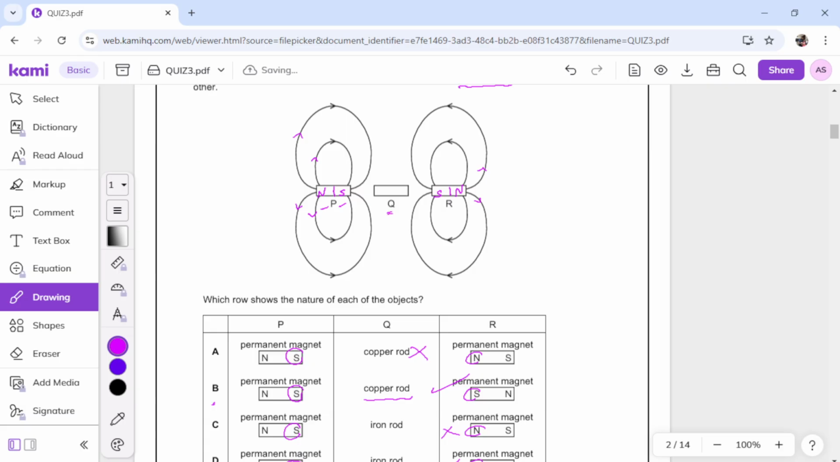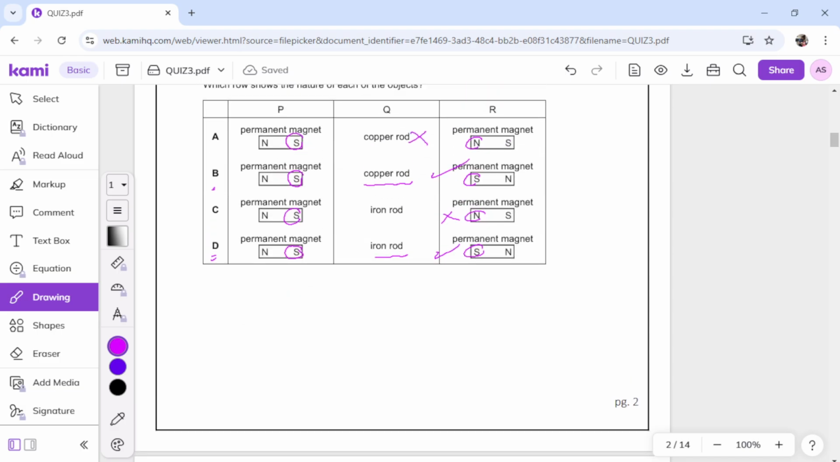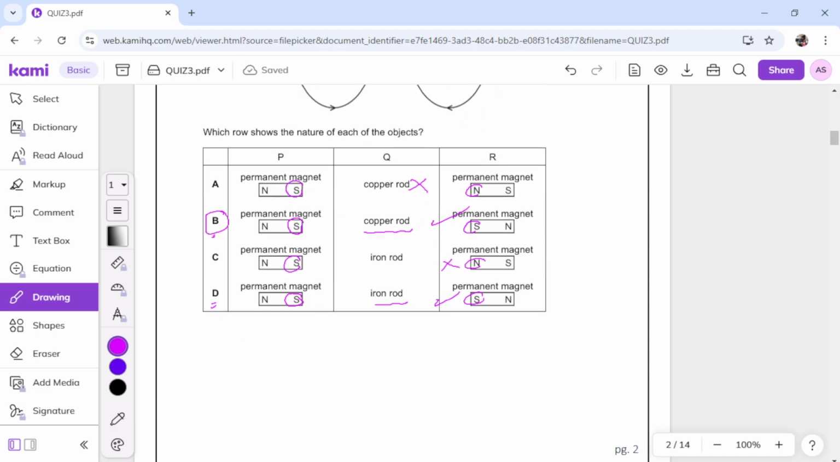Because if Q is iron, it cannot stay at the position, because magnetism will be induced in Q if it is a magnetic material. So for example, because we have S, Q must be N, and this is S, it must be N. We can't find any magnetic material that has both N and N. So now this is non-magnetic material. So we have to choose what? We have to choose copper rod. So B is the correct answer.